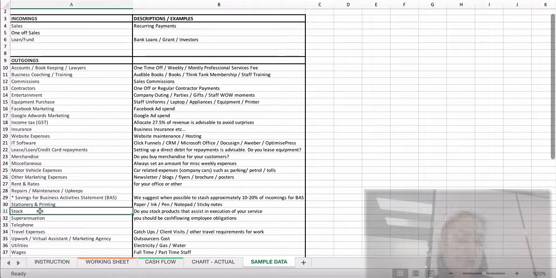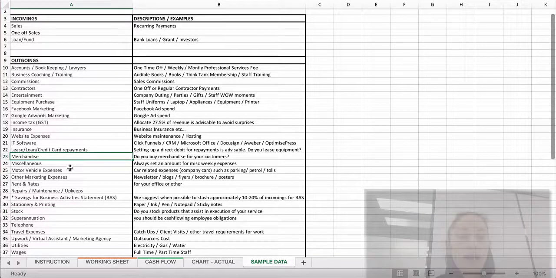Other guys, if you're a hairdresser, a waxing salon, a beautician, you've got stock, okay? It's really hard to color someone's hair without color stock. So they're things that you need to consider. You might be buying merchandise for your clients. You might have company cars. And we also have a set amount for miscellaneous weekly expenses.